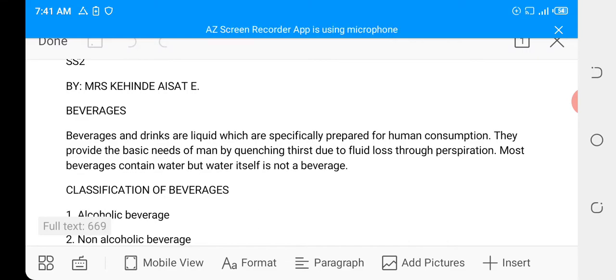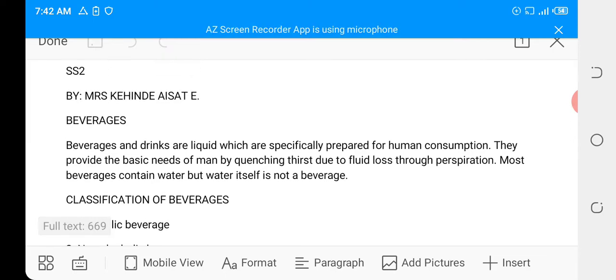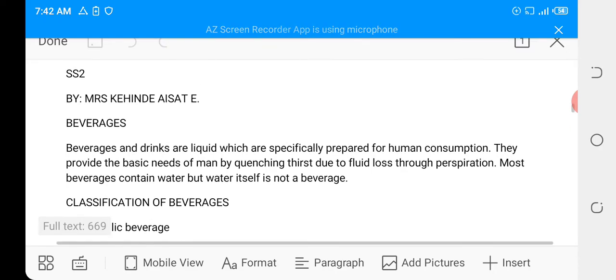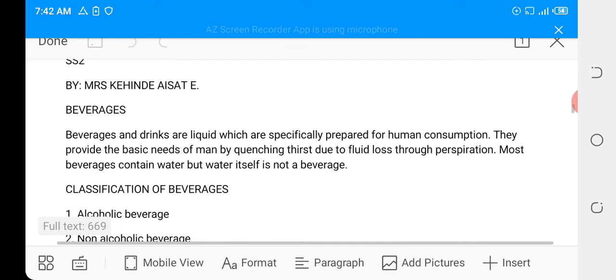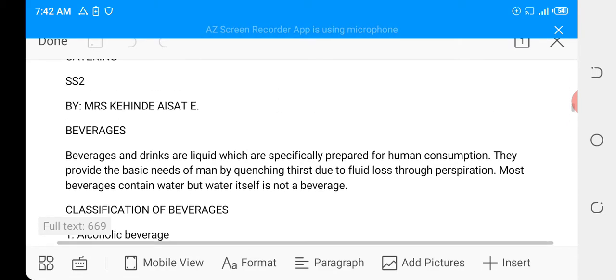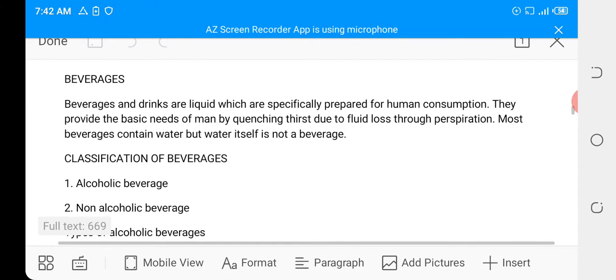Beverages and drinks are liquid which are specifically prepared for human consumption. They provide the basic needs of man by quenching thirst due to fluid loss through perspiration. Most beverages contain water, but water itself is not a beverage. What does this really tell you? Different beverages are prepared for our consumption. We have different beverages that can be suitable to accompany different dishes to be consumed.